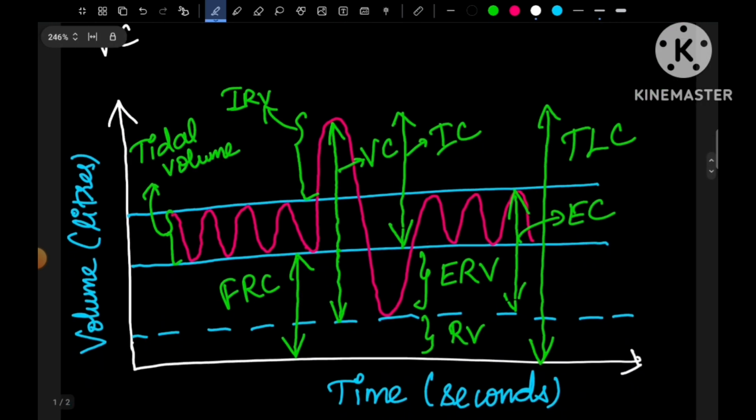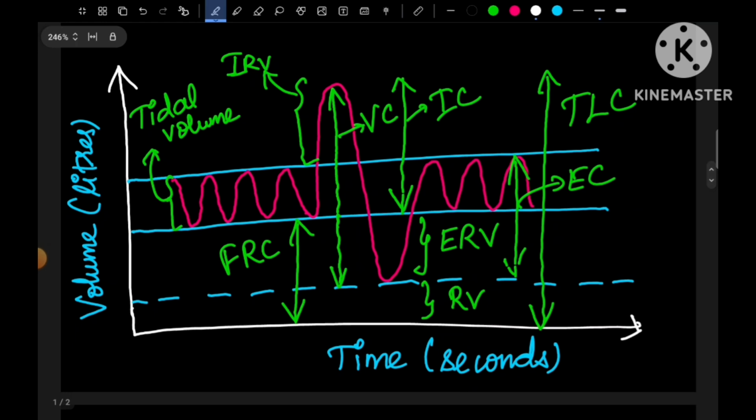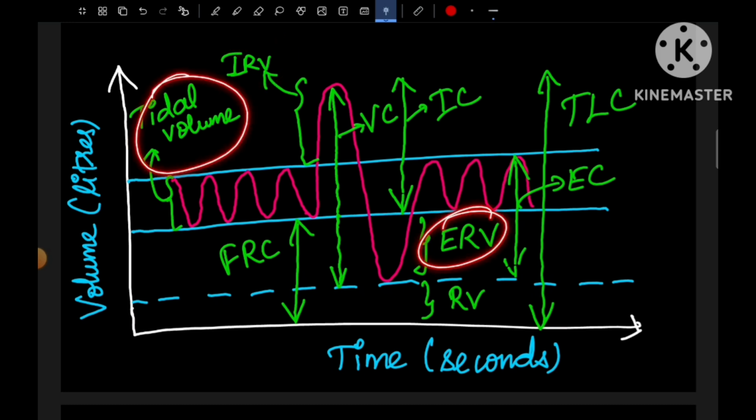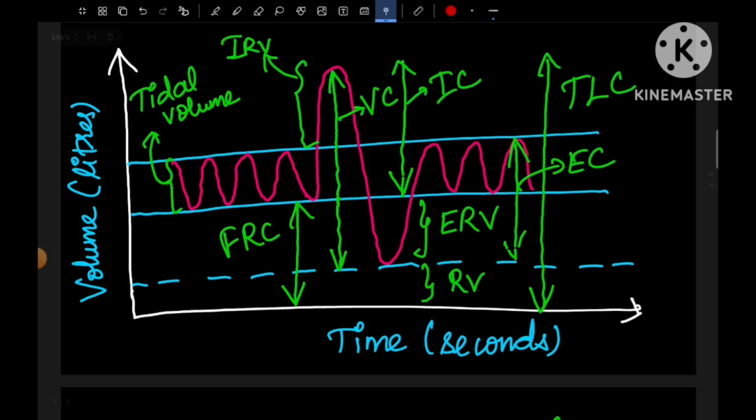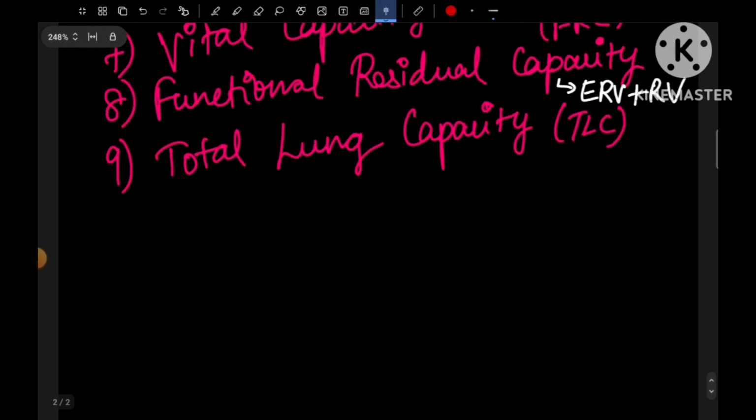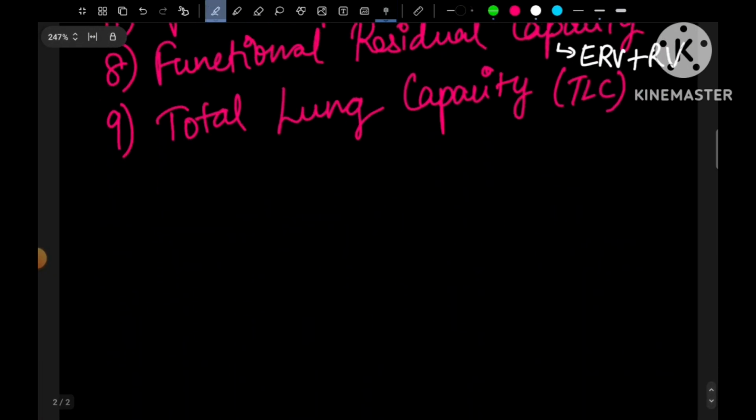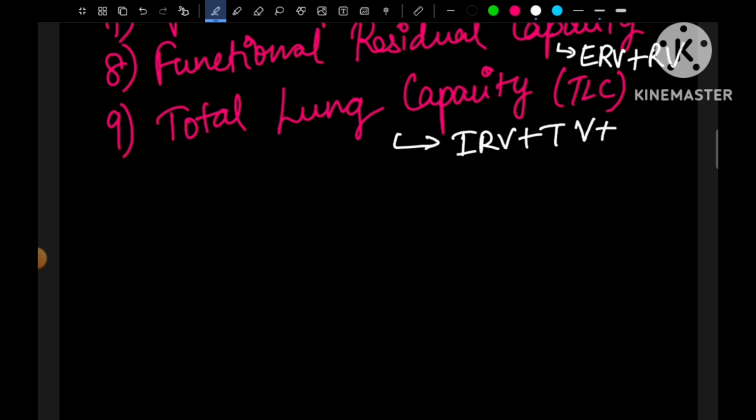Next, total lung capacity, as you know, includes all the volumes, in the sense, the basic volumes. See here, this is total lung capacity. What does it include? IRV, TV, ERV, and residual volume. So this is the total lung capacity. It is nothing but IRV plus TV plus ERV plus RV.